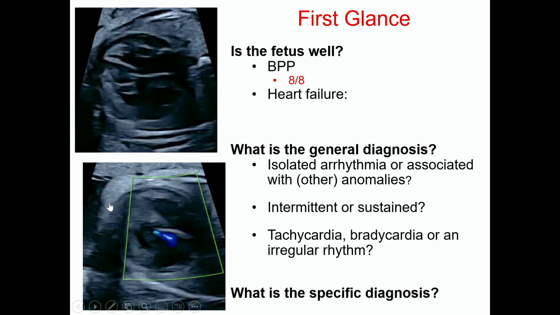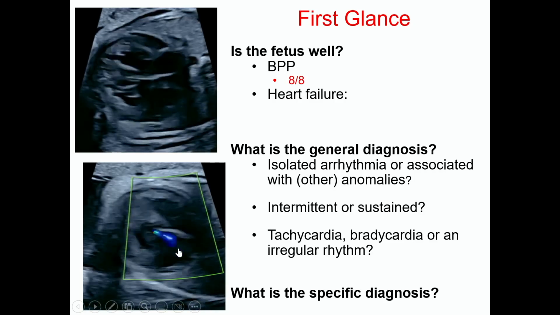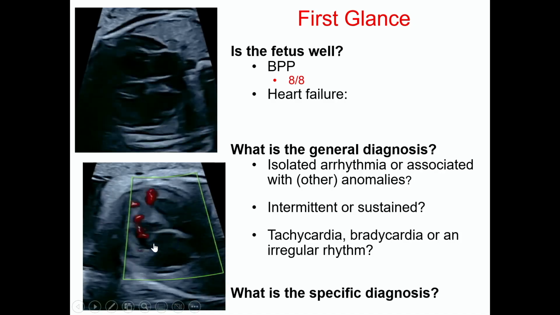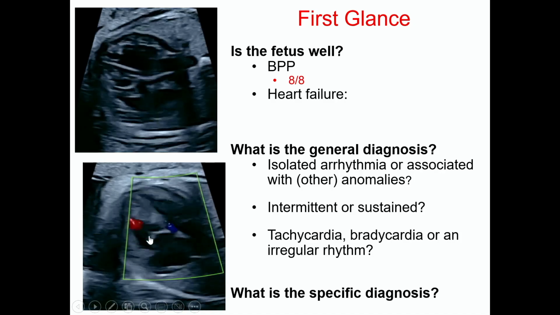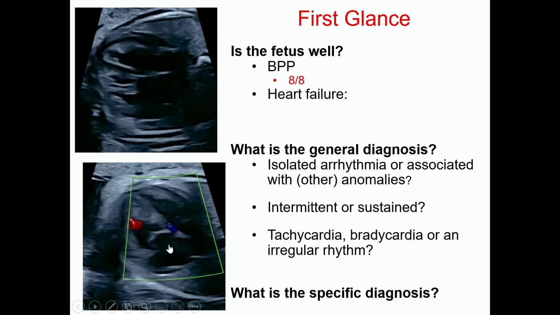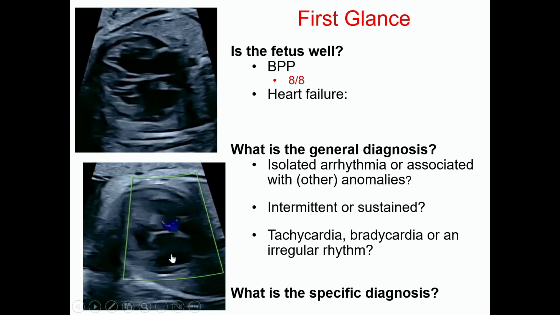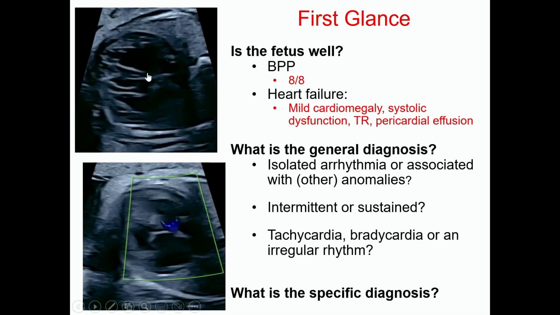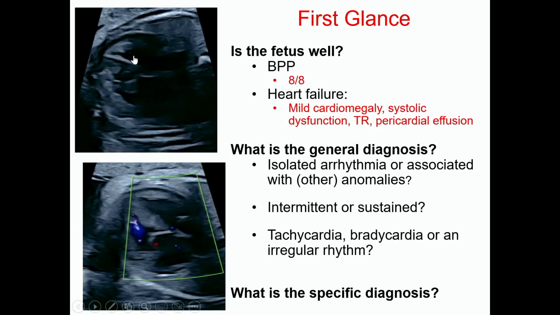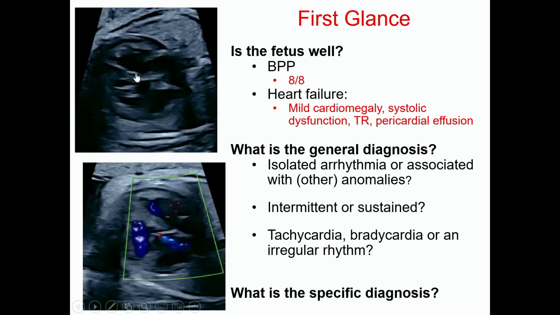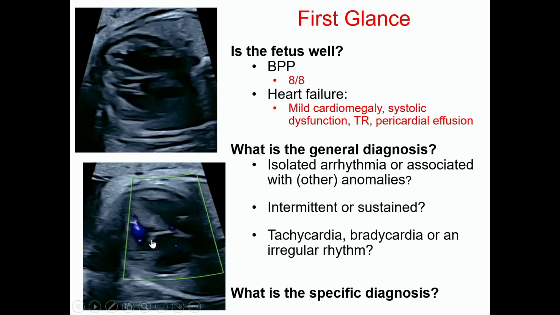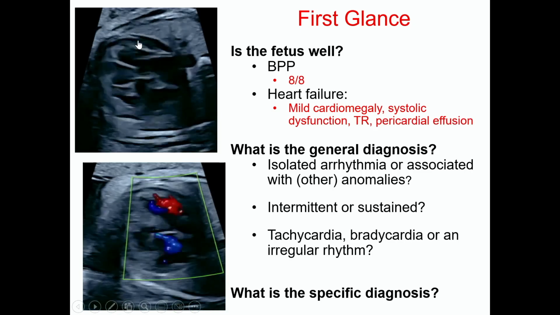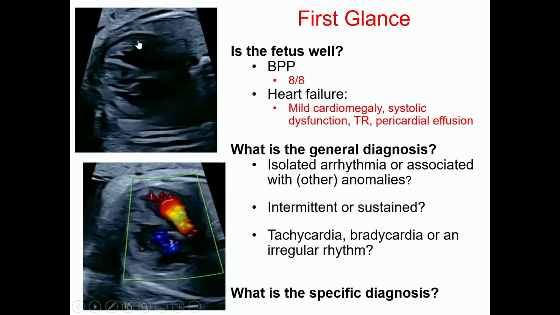What about heart failure? What are we seeing here? Right here, this is the right ventricle. This is the tricuspid valve, and we see this blue flame shooting back here. That's tricuspid insufficiency. So the heart's a little bit big as well. There's some mild cardiomegaly. There's some systolic dysfunction, especially when the heart is beating kind of fast. There's tricuspid insufficiency, and there's a small pericardial effusion. So a little bit of heart failure.